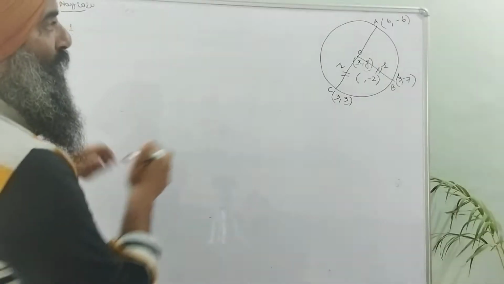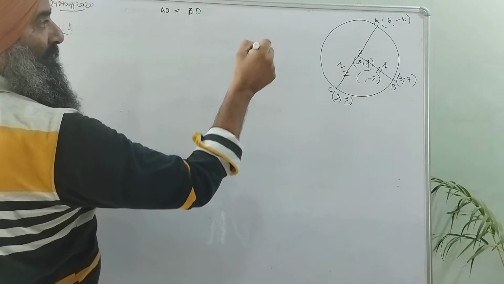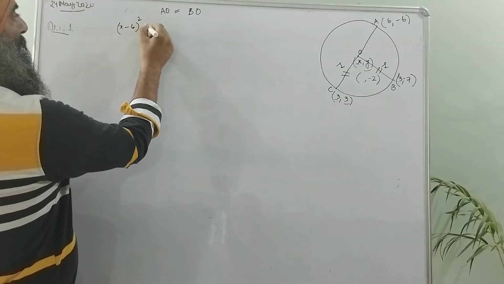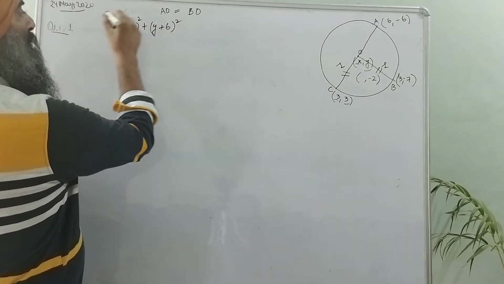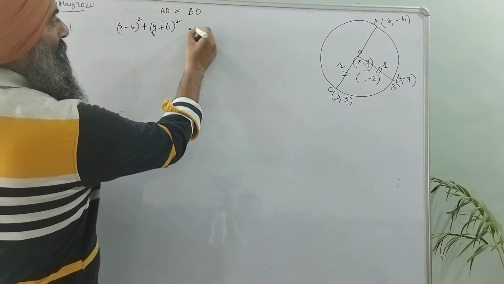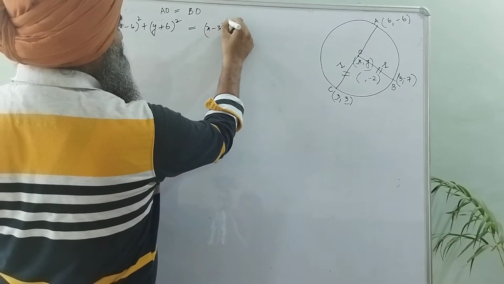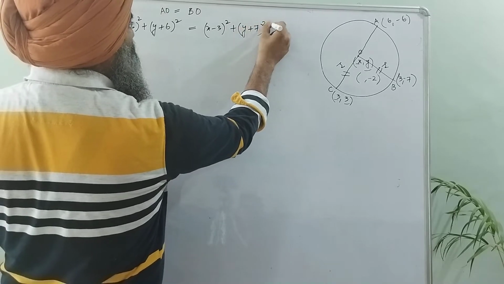Okay. So now what do we get? AO is equal to BO. Right? What is AO? Difference of abscissa, that is (x - 6) whole square plus (y + 6) whole square. Under root will automatically be gone. Is equal to what? (x - 3) whole square plus (y + 7) whole square. Obviously there will be under root, but it will be gone.